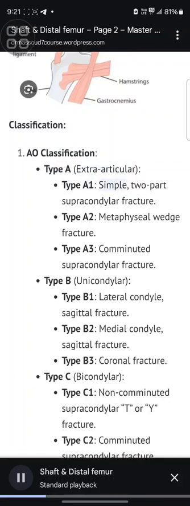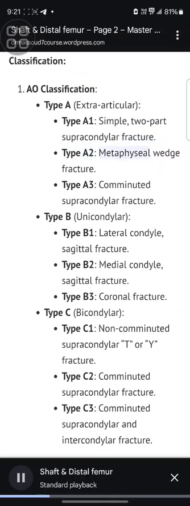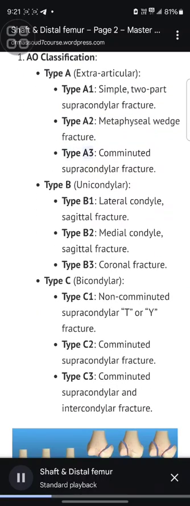Type A1, simple, 2-part supracondylar fracture. Type A2, metaphyseal wedge fracture. Type A3, comminuted supracondylar fracture.